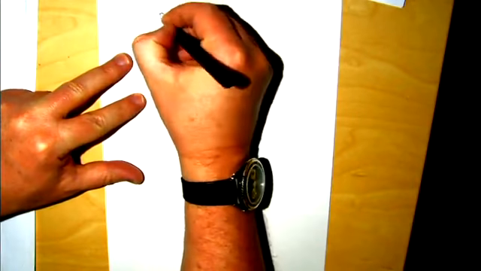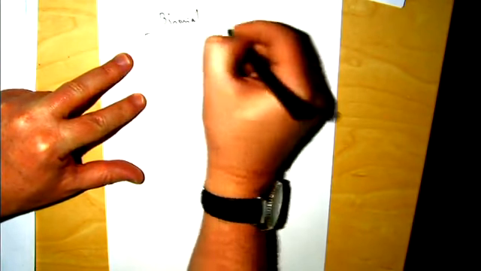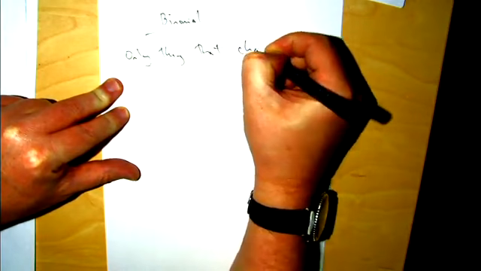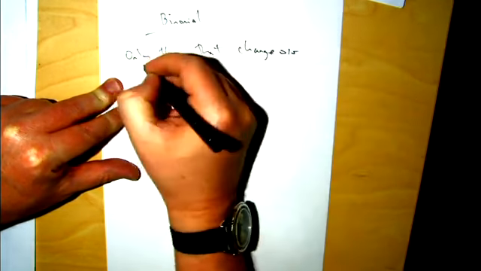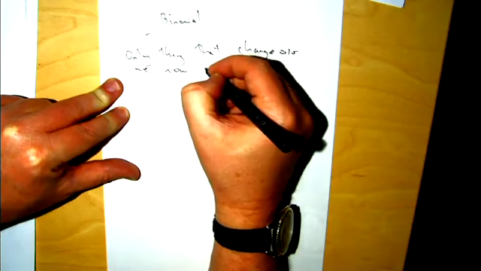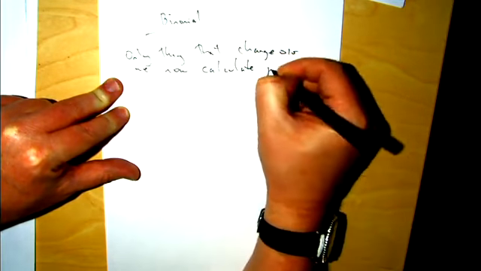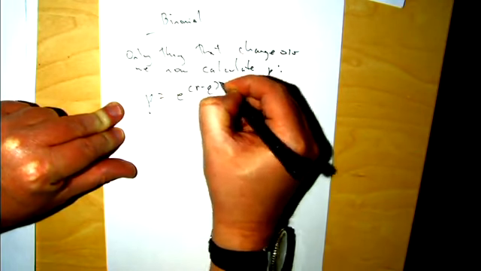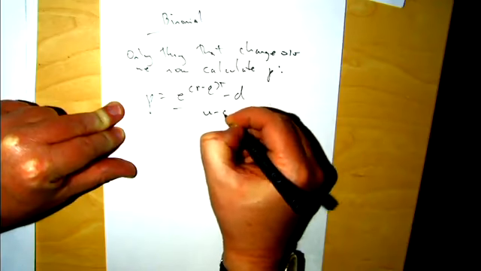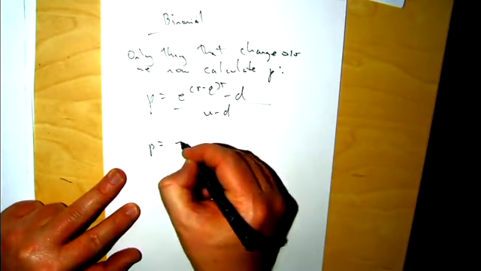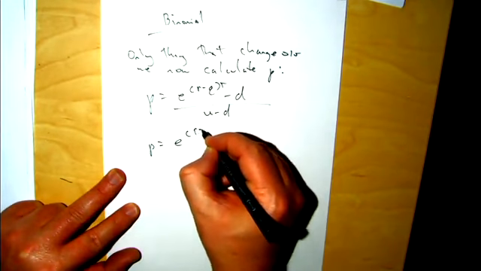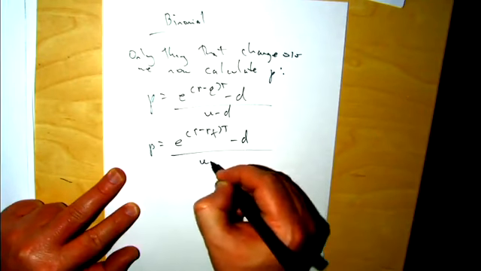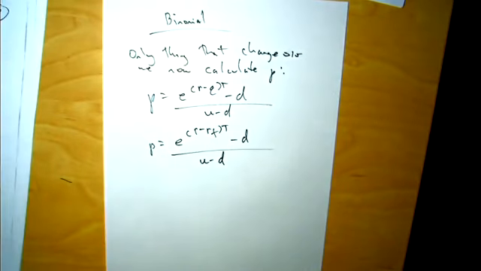Okay, so this is our binomial model. So the only thing that changes is we now calculate P as P is equal to e to the power of r minus q times t, minus d divided by u minus d, or P is equal to e to the power of r minus the foreign risk-free times t, minus d divided by u minus d.